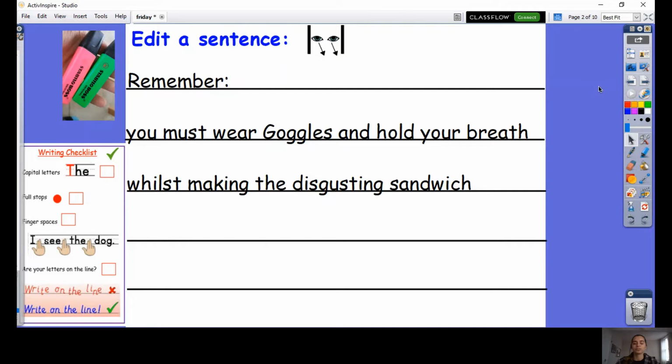Our do now. I need your help to edit my sentence. This is my key tips for my disgusting sandwich. Let's all read along together. Remember, you must wear goggles and hold your breath whilst making the disgusting sandwich. Using your writing checklist, you are going to spot my 3 mistakes in my sentence. Pause the video and find those 3 mistakes.